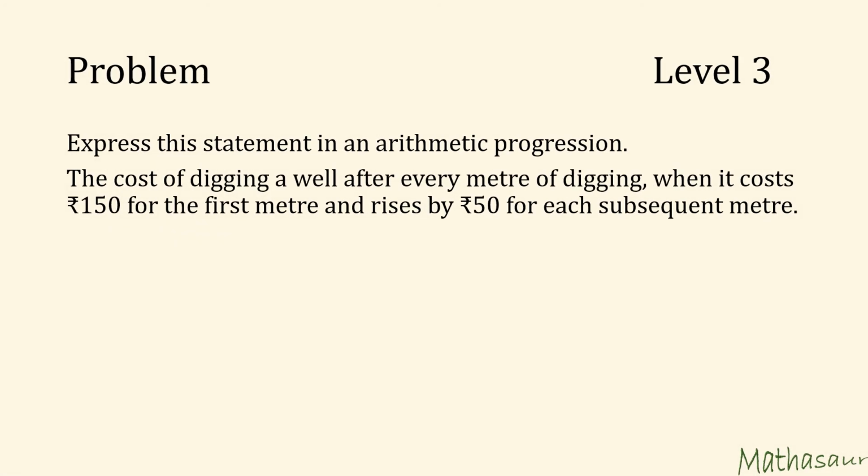Let us look at another problem. Express this statement in an arithmetic progression. The cost of digging a well after every meter of digging, when it costs rupees 150 for the first meter and rises by rupees 50 for each subsequent meter. Now note here that for the first meter, it is costing rupees 150. So small a or the first term is 150. And it is rising by 50 rupees for each subsequent meter. So we are going to add 50 rupees for every meter that we dig. So small d is 50 rupees here.